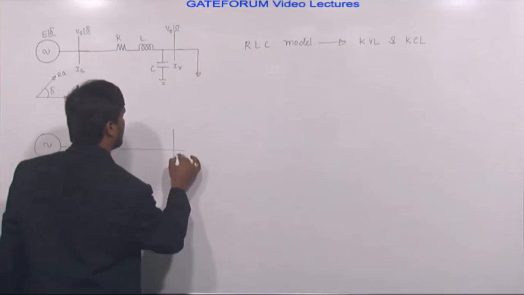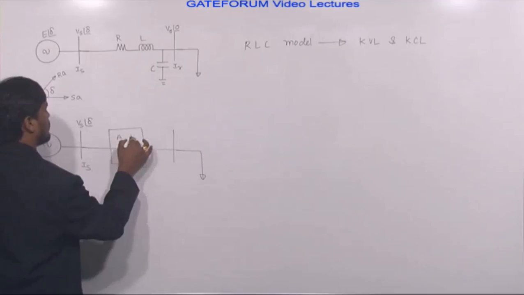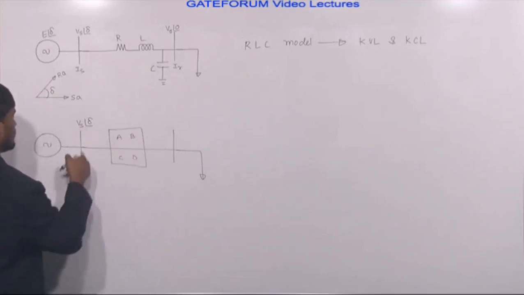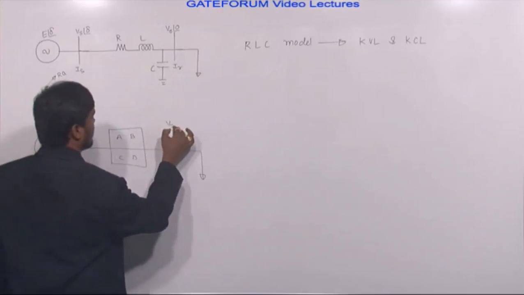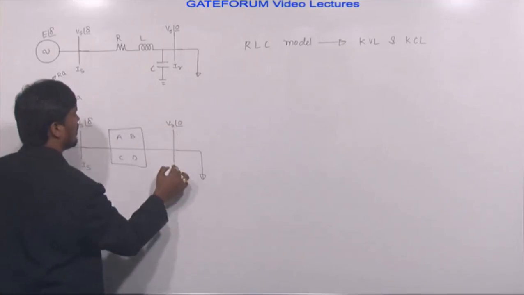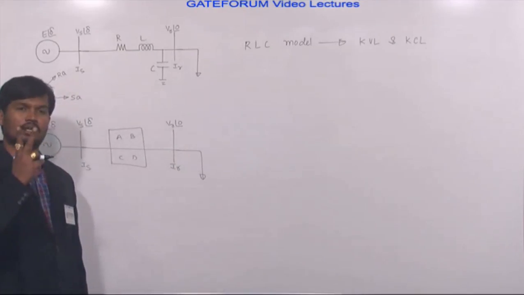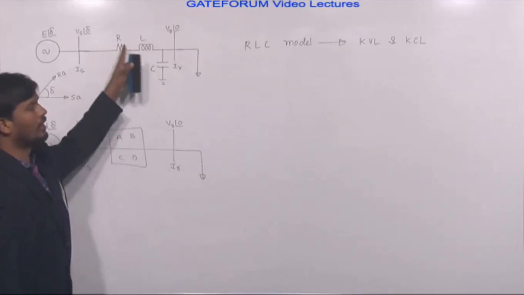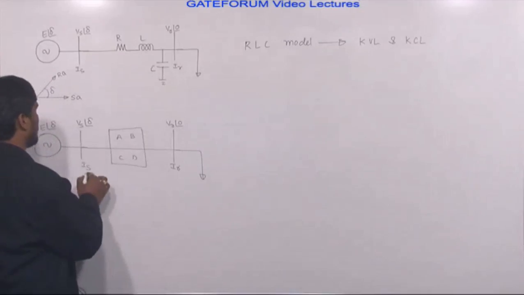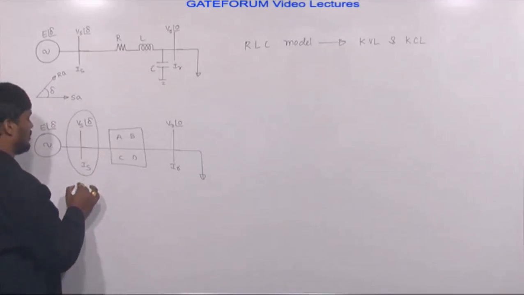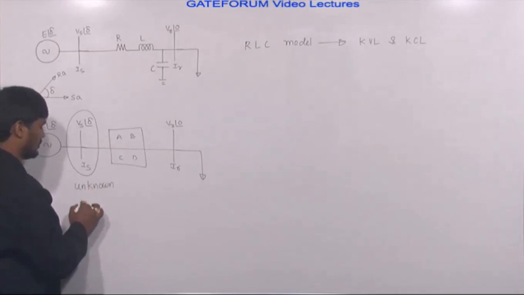Which parameters? ABCD parameters. Now, sending end voltage we know is Vs, current is Is, alternator voltage E, angle delta, receiving end voltage VR, angle is 0, already explained about these angles, current at the receiving end also IR. Transmission line can be represented by two models. What is model number 1? RLC model. What is model number 2? ABCD parameters. Tell me, are they sending end values or receiving end values? Sending end values. Are sending end values unknown values or known values? Unknown values.